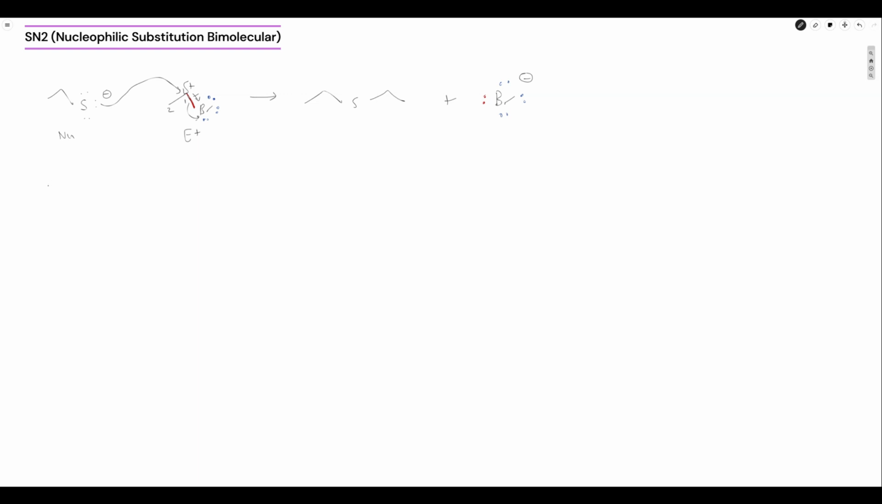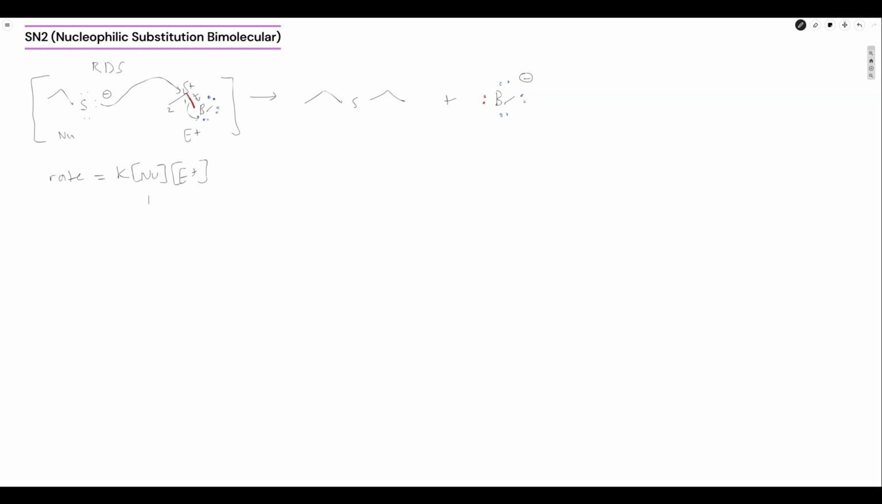And as I mentioned, the rate determining step is bimolecular. So what does that mean? It means that the rate law here is going to be dependent on both the nucleophile and the electrophile. And that should be fairly self-evident and intuitive, I would think. In this attack here, the nucleophile is attacking the electrophile. Both of these molecules are involved in the rate determining step.